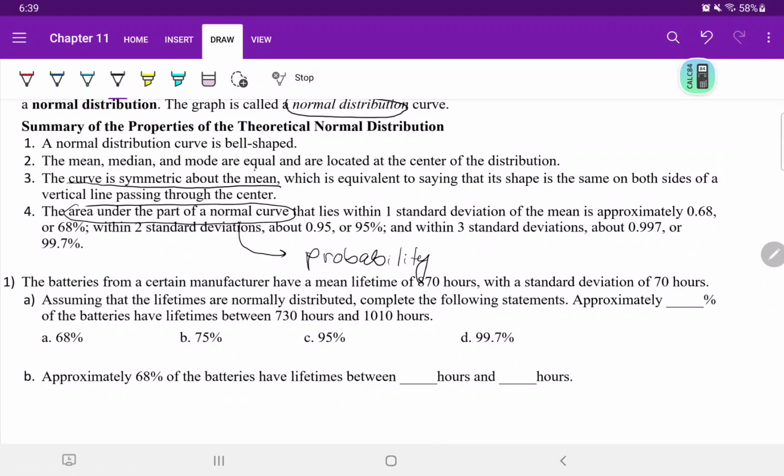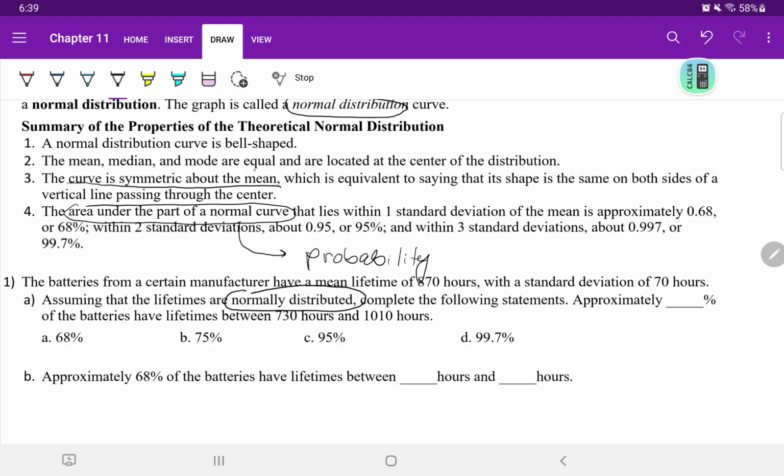So we're going to see how to work our normal distribution curve, and then we're going to understand how to find the probability based on the normal distribution curve. So let's look here. It says the batteries of a certain manufacturer have a mean lifetime of 870 hours with a standard deviation of 70 hours. Assuming that the lifetimes are normally distributed. So when we see normally distributed, we know that we're using a bell-shaped curve.